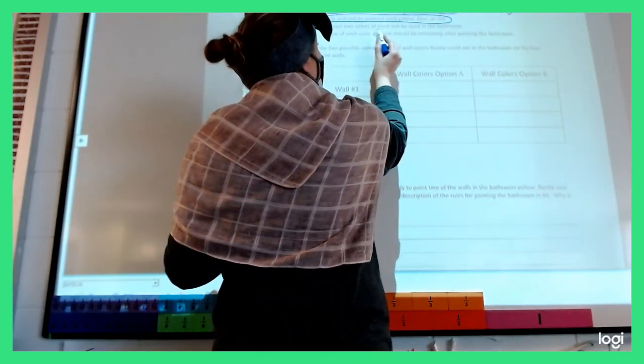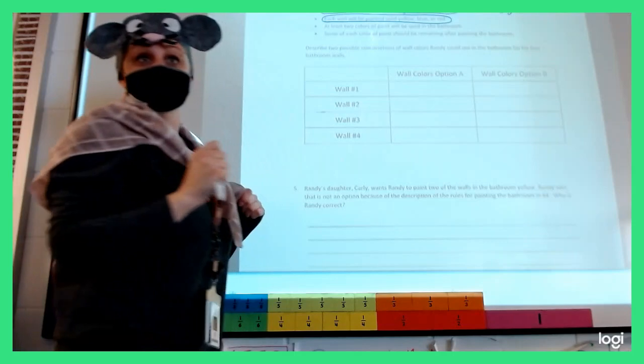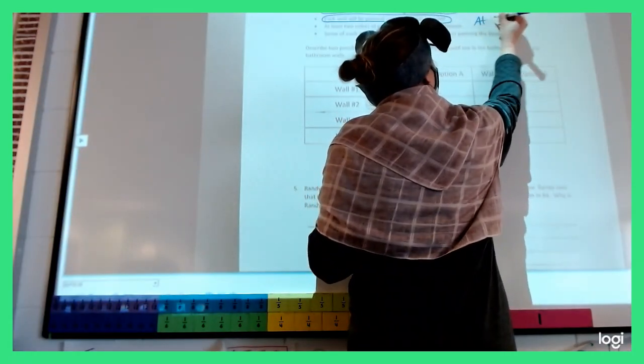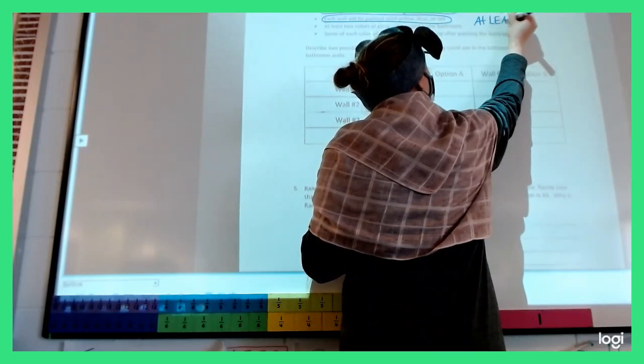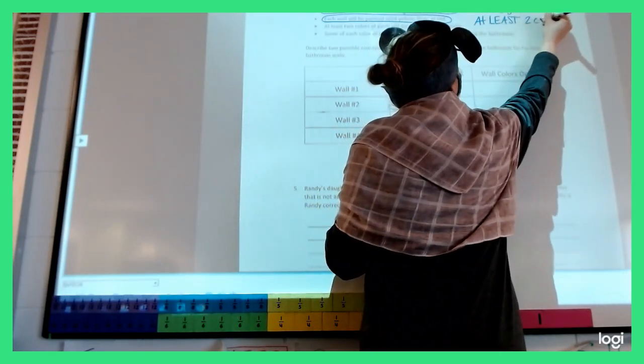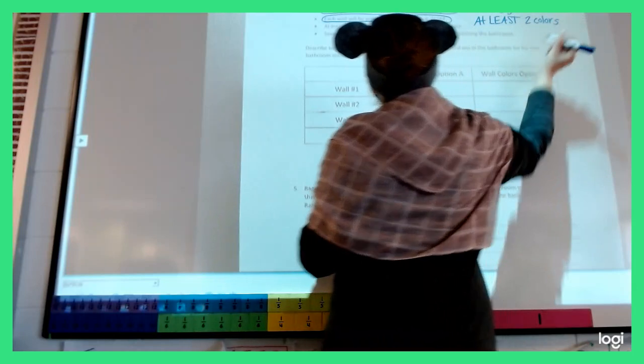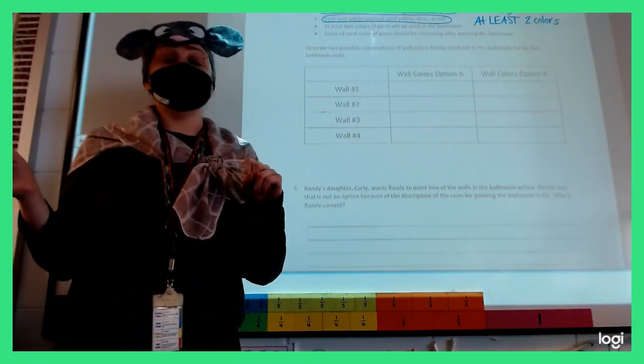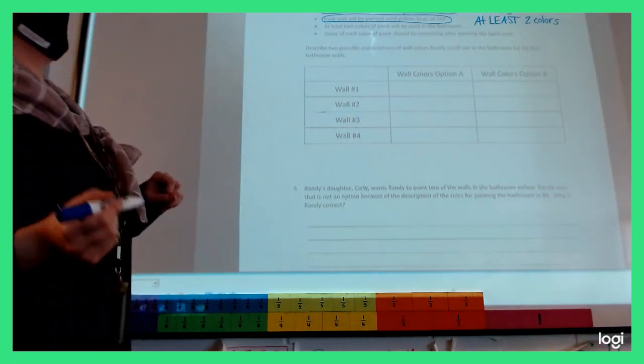At least 2 colors of paint will be used in the bathroom. Okay, so we have to use at least 2 colors. I'm going to write that here. At least 2 colors. Did it say we can't use more than 2? No. Just says at least 2. So we can't use one color.